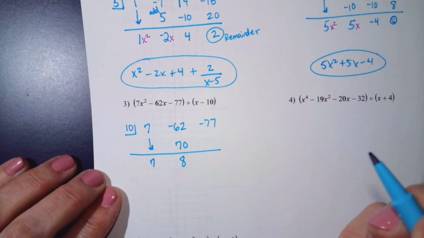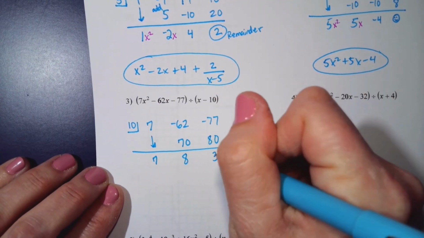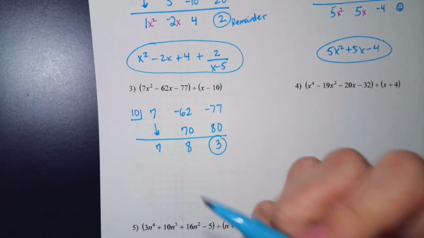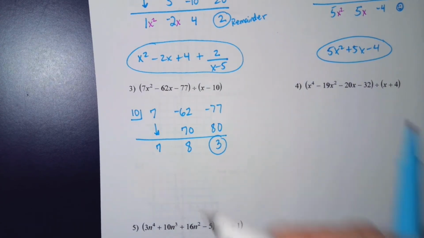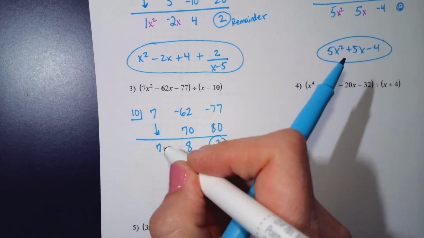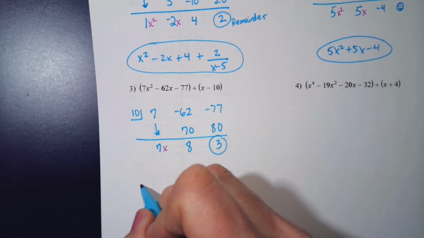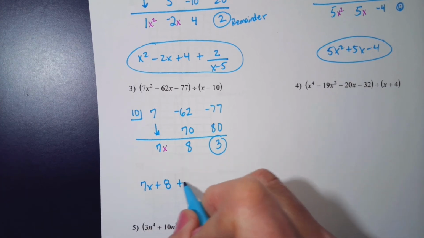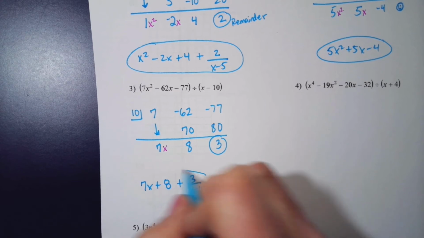8 times 10 is 80. So that's not too bad, 3. So I do have a remainder. All right, so let's see. It was x squared, so that means that my next part is going to be just x, and then this has nothing at all. So my answer to this question is 7x plus 8. My remainder is positive again, so plus 3 over what I was dividing by, x minus 10.